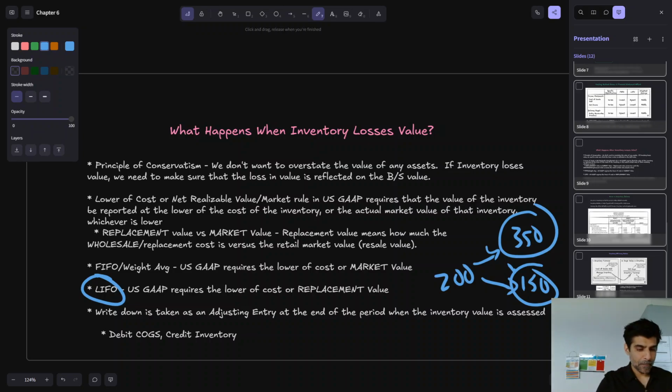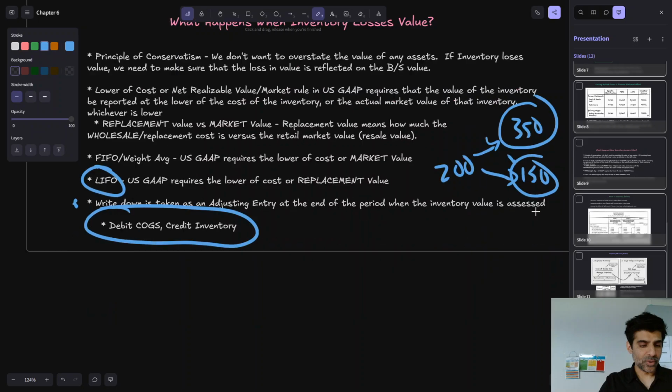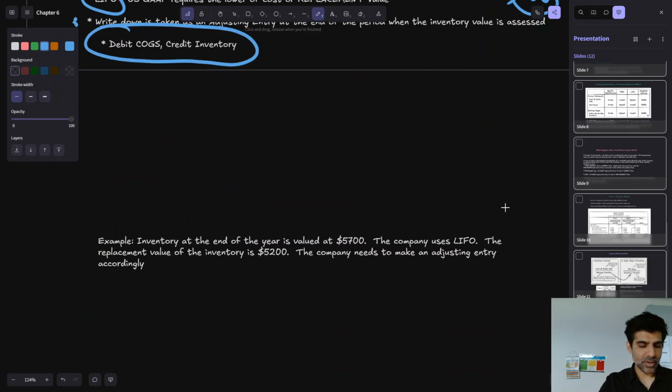Okay. So if you have the situation where your inventory has lost value, it's basically like shrinkage. You're going to debit cost of goods sold. You're going to credit inventory. Okay. So now with numbers, see if you can figure out what the adjusting entry would be for this situation.